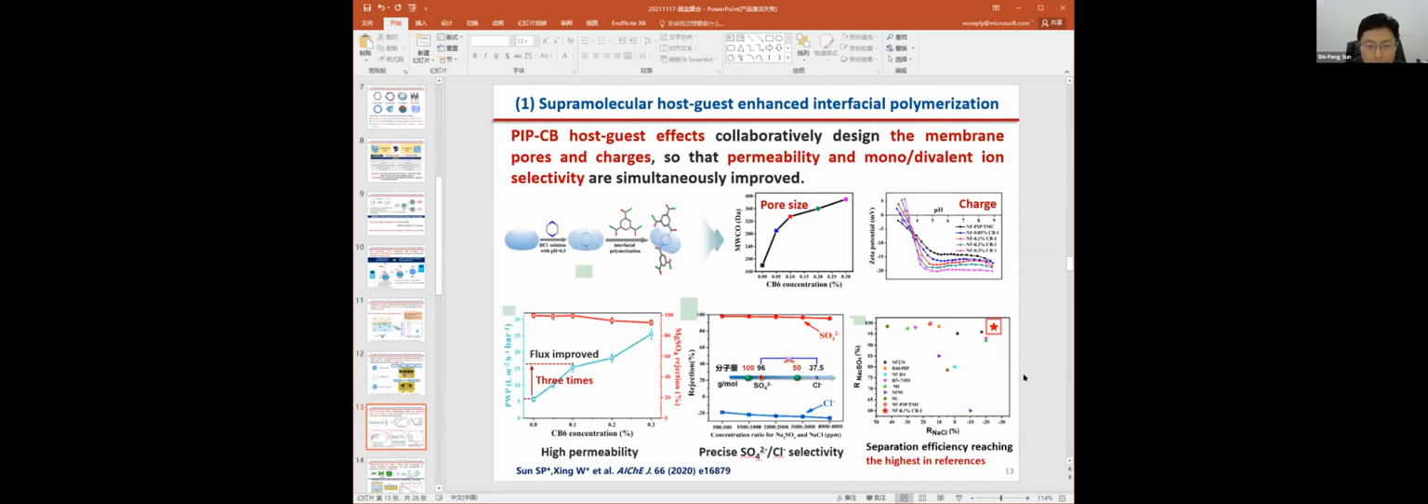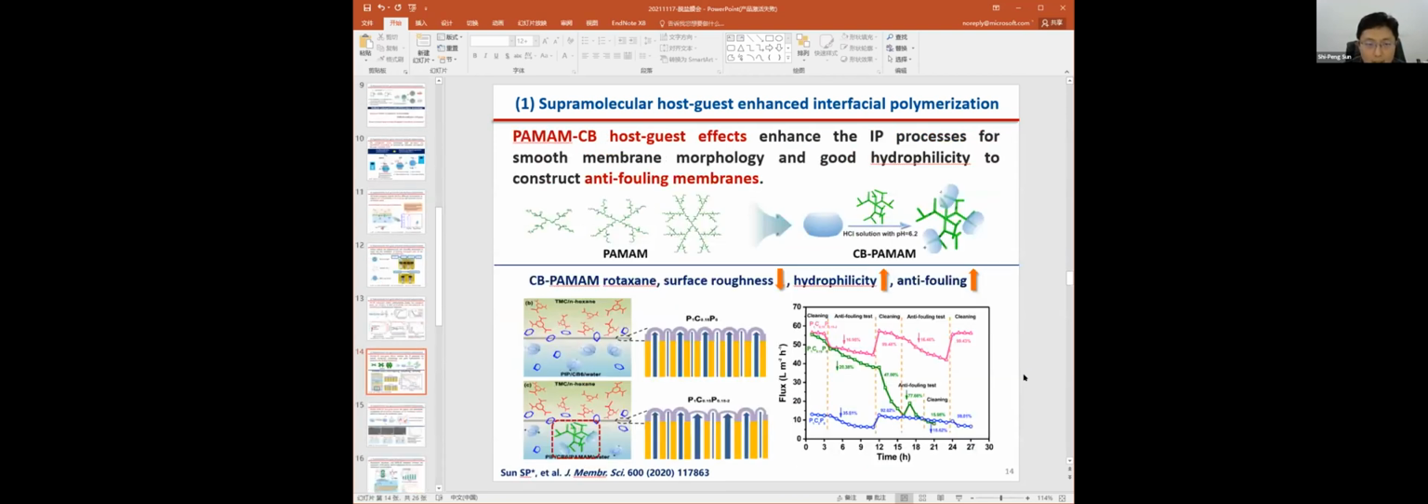And then we also study the performance of different kinds of host-guest complexes. We found from the PIP-CB host-guest complex, we can control the pore size by changing the CB concentration. And also we can control the charge of the membrane surface, because the CB cavity can cover a part of the positive charge of the PIP, so that we can let the membrane charge change from negative charge to positive charge by changing the CB concentration. So in this way, we have larger pore size and the negative surface charge. We can enhance the rejection of sulfate ions and let chloride ions pass through, so that we can have much higher water flux and very high salt rejections, salt selectivity.